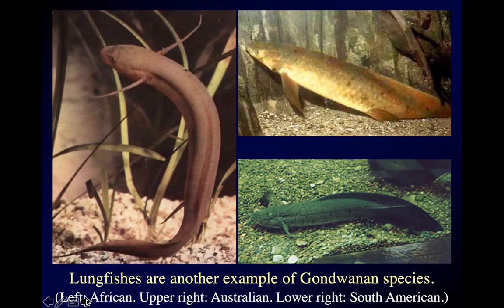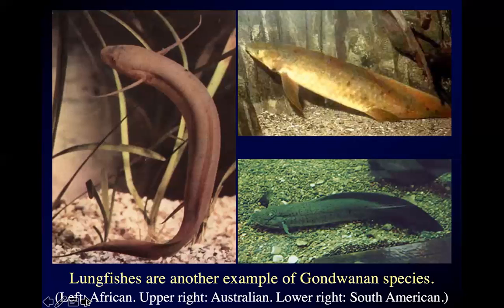There's an African lungfish at the left. Up at the top, that is an Australian lungfish, and there's a South American lungfish down at the lower right. There again, that's the three living species of lungfish, and they're found only on continents that used to be next to each other, according to Alfred Wegener. Africa, Australia, South America.